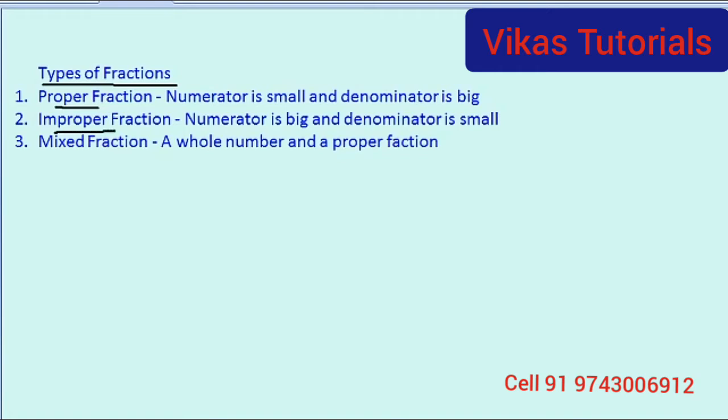Then the second type is the improper fraction. In this, the numerator will be big and the denominator will be small.